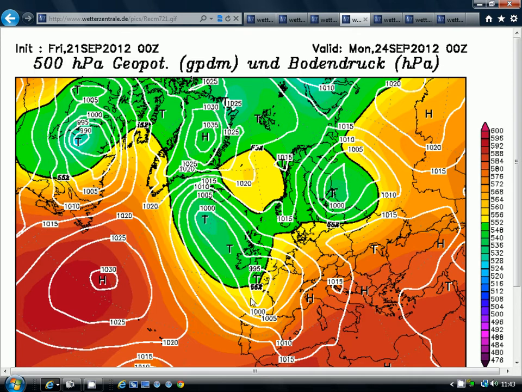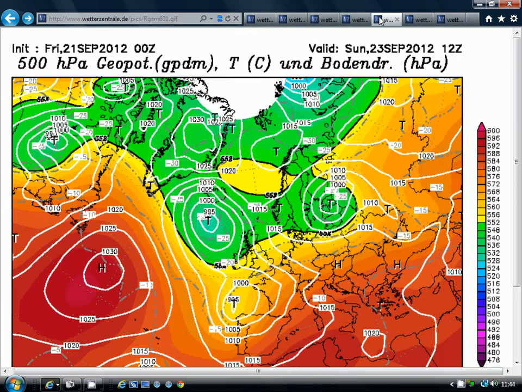So it does imply that away from southern areas, parts of northern England in particular could have a fairly reasonable day on Sunday, with the rain not really getting going until Sunday night. But in the south, I think the rain will sit on Sunday.